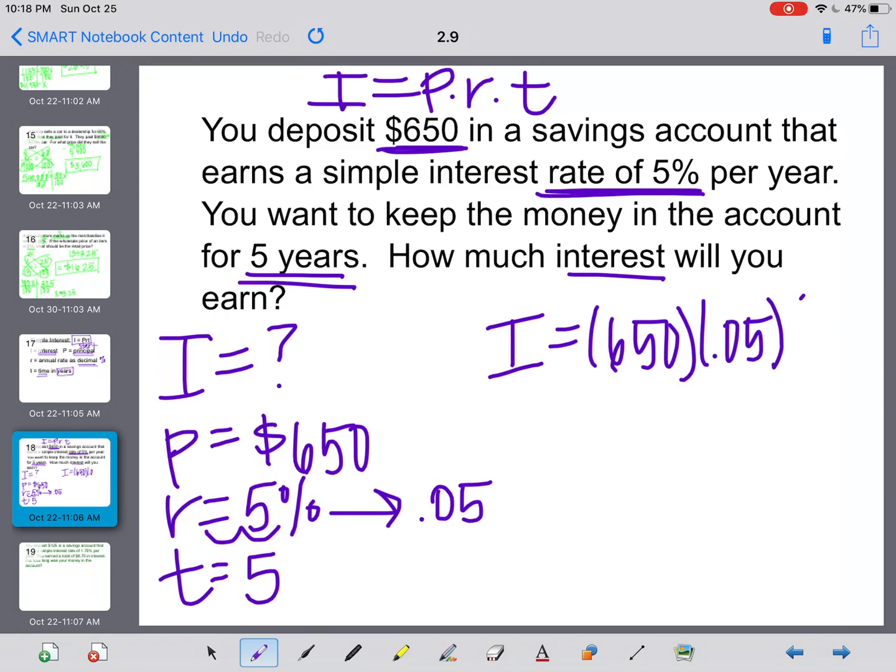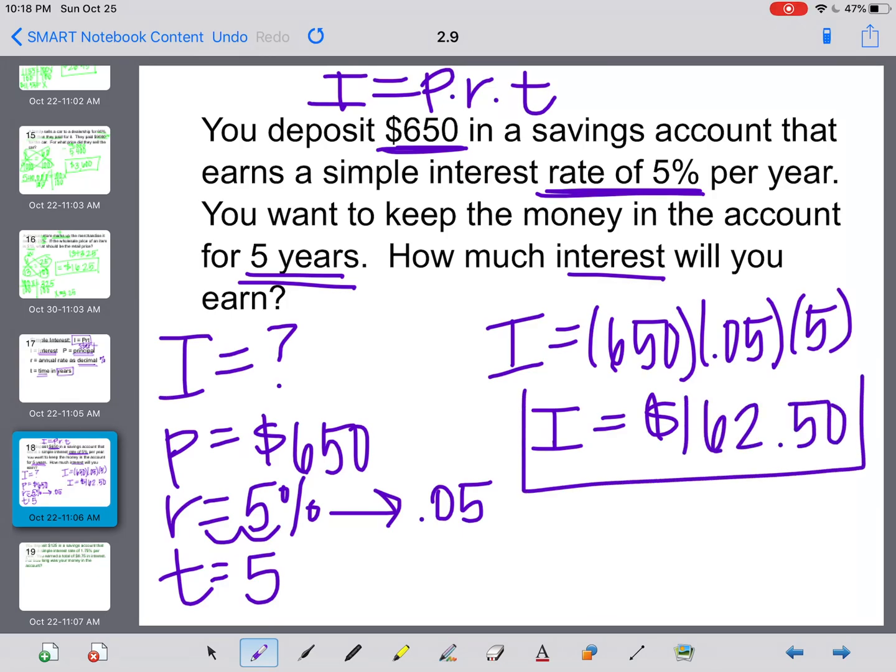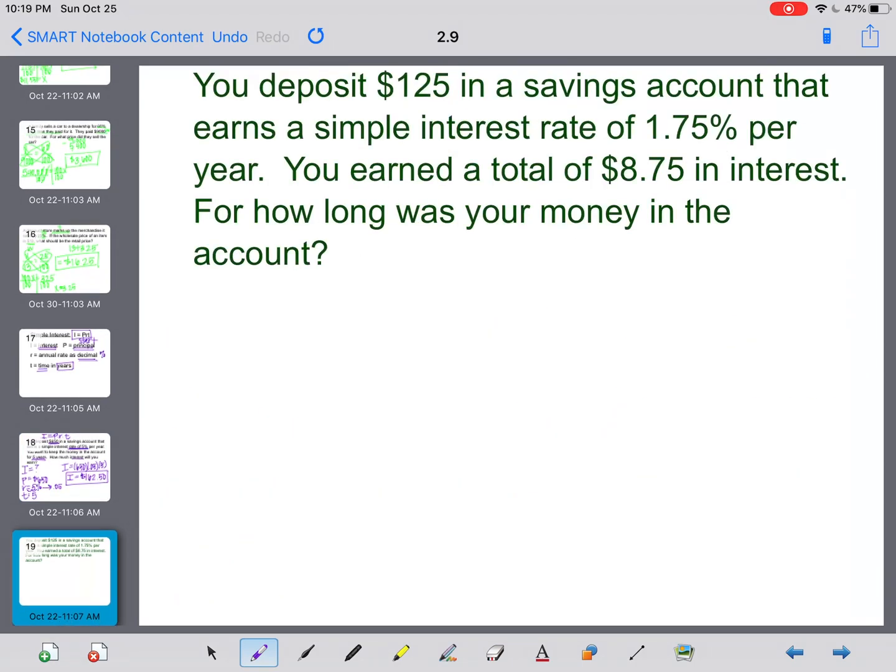So now I'm going to plug these into my equation from the top. So I is equal to 650 times 0.05 times 5. When you multiply all three of those things together, you get $162.50, and that's exactly what they're asking for, just how much interest. So that's how much money you're going to earn without doing any work. They're just going to give you that extra $162.50.